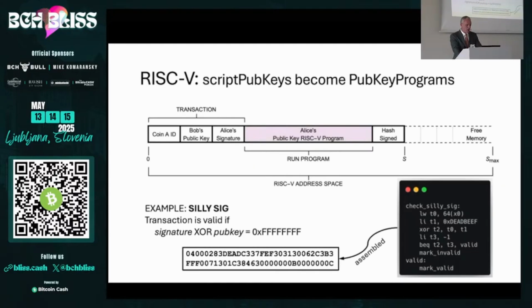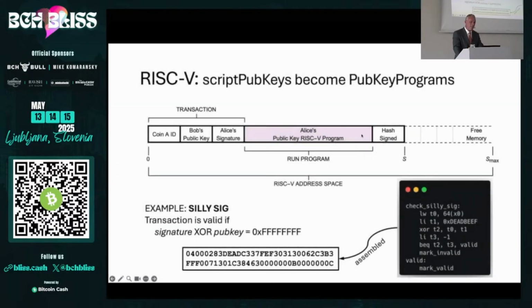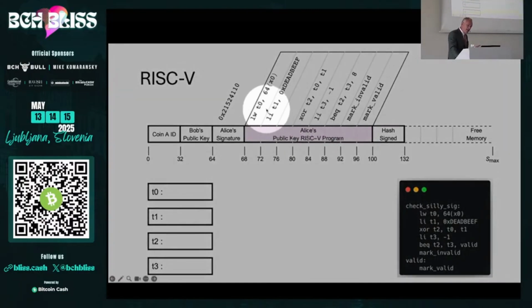This is what it would look like assembled in hex. So this is the thing that would be sitting in the transaction in hex that would get pulled into this purple area. But because RISC-V instructions are all exactly 32 bits long, we can imagine the assembly code is just listed here. So each line is a different line of assembly code.